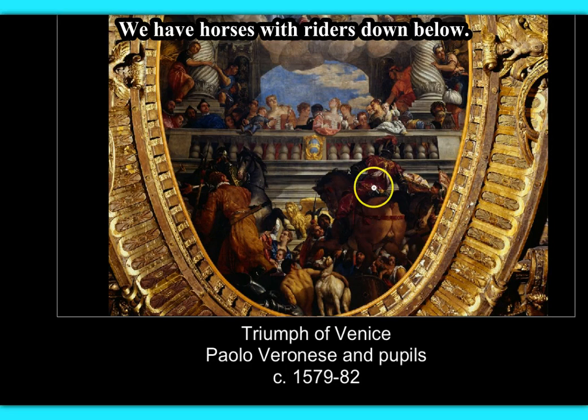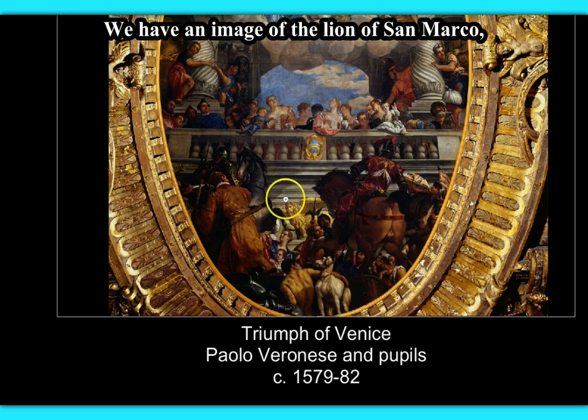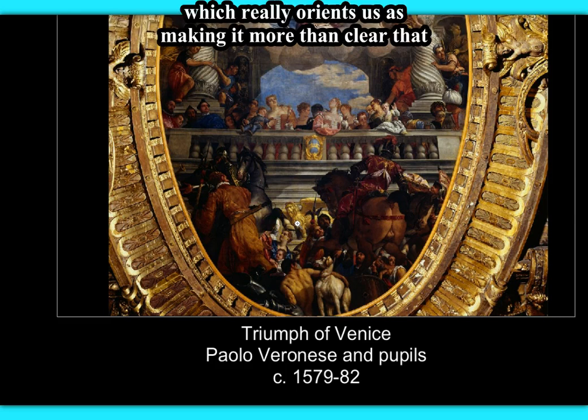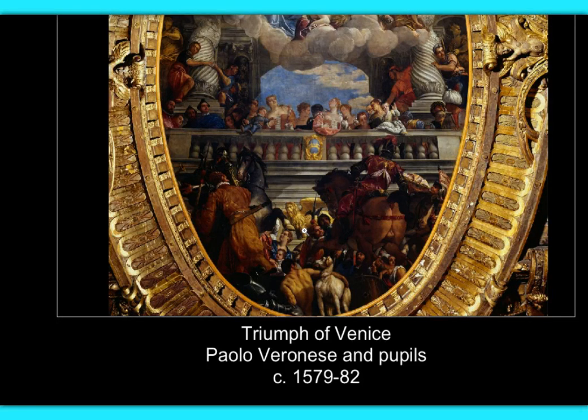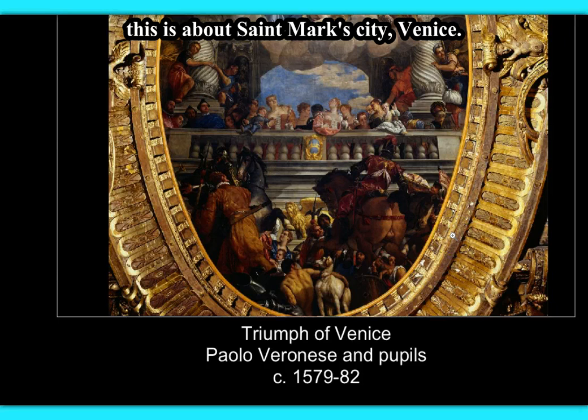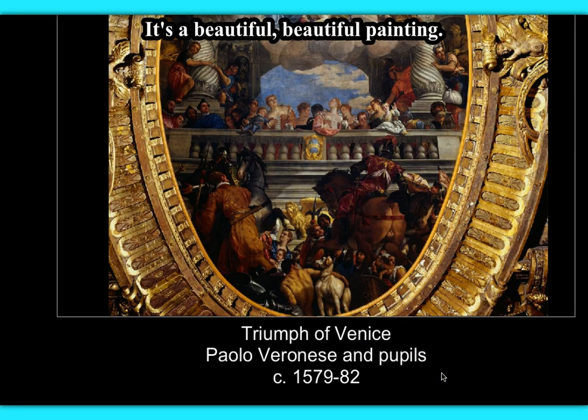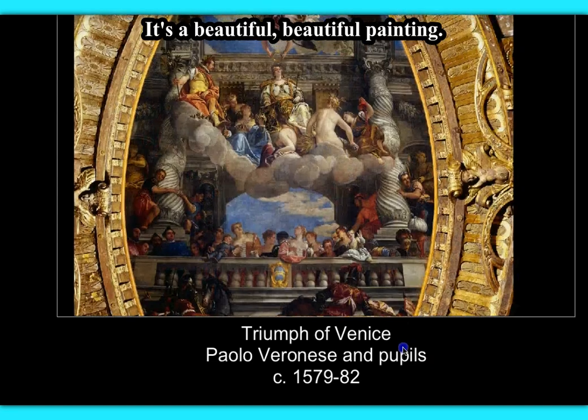We have horses with riders. Down below, we have an image of the Lion of San Marco, which really orients us, making it more than clear that this is about St. Mark's City, Venice. It's a beautiful, beautiful painting, but very different.